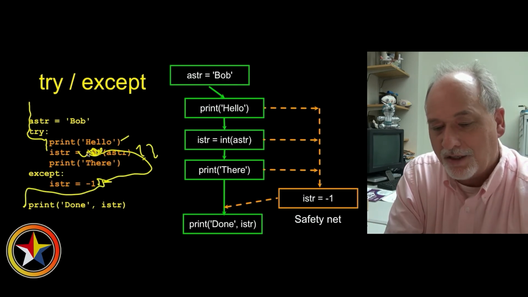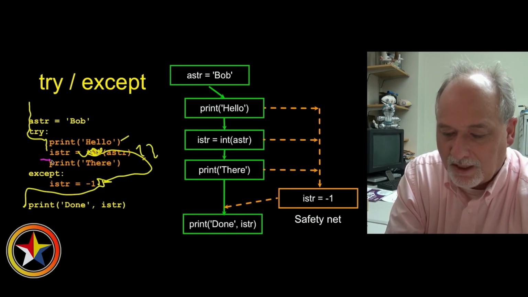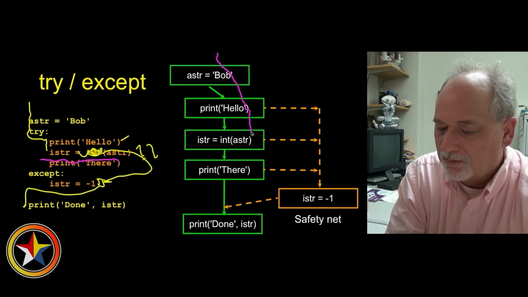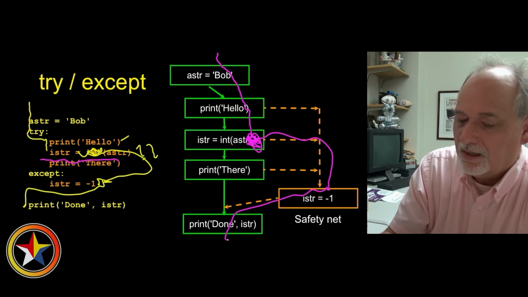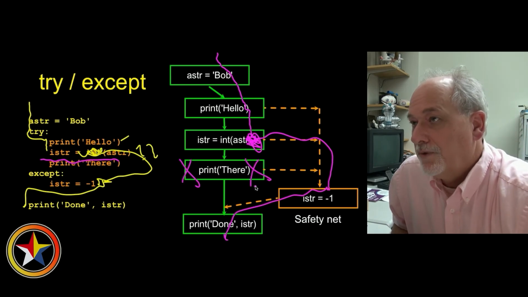What it doesn't do is somehow go back and finish this. So these lines are gone. So if you look at it like this works. The try starts. Hello. This blows up. It goes to the except. It runs the except, and it continues on. Never runs that code. So it's not like you took out an insurance on the whole block.